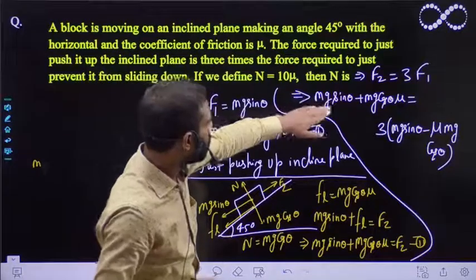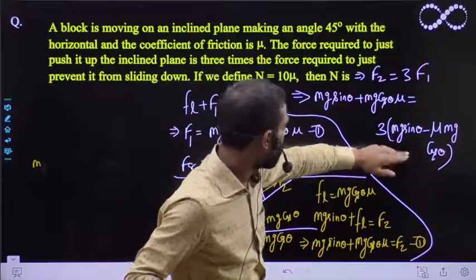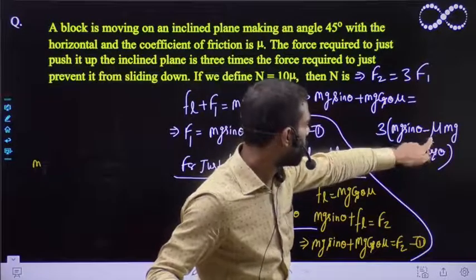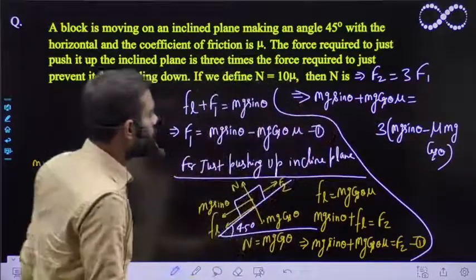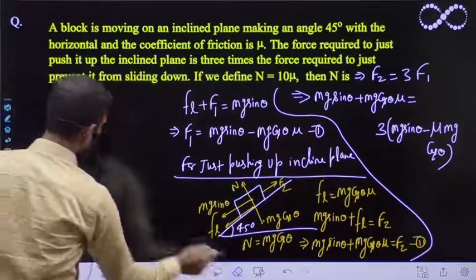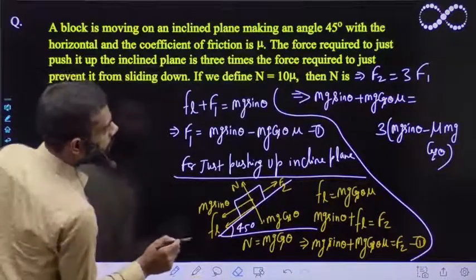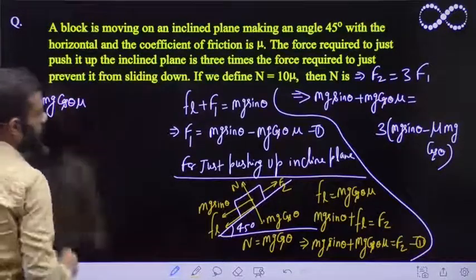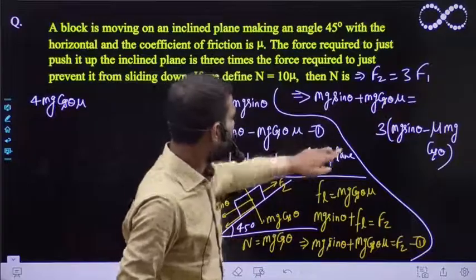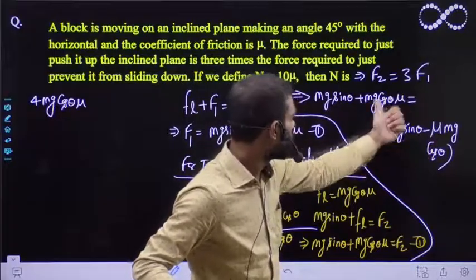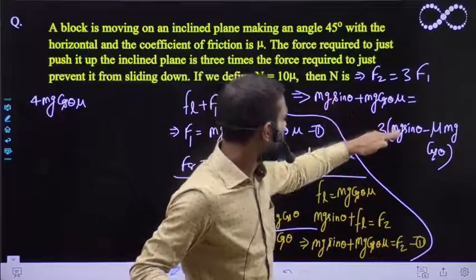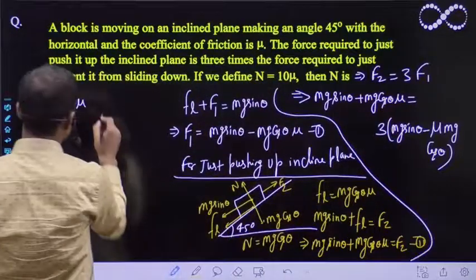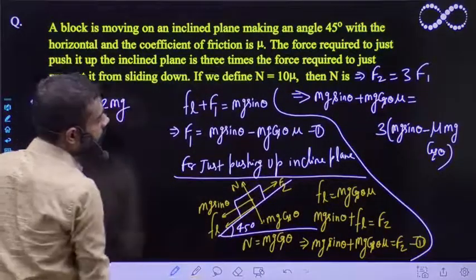So here we will get mg sin theta, and here we will get 3 mg sin theta, and here we will get minus 3 mu mg cos theta. So you can take minus mu mg cos theta this side. So we will get here 4 mg cos theta mu on the left hand side, because here the mg cos theta mu is there, 1, and here you are getting minus 3 mg cos theta mu. So this will get 4, and if you take this side, you will get 3 mg sin theta, and this will go this side, so it will get minus here. So you will get 2 mg sin theta.